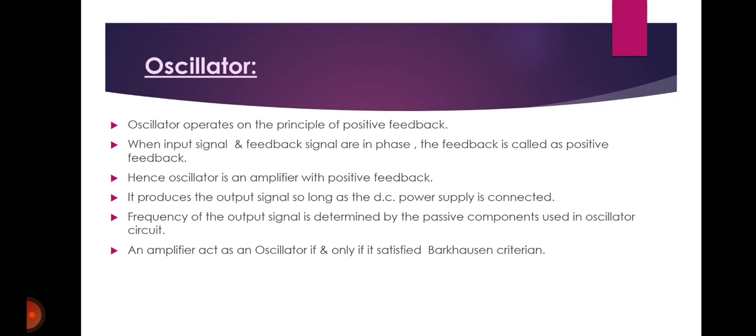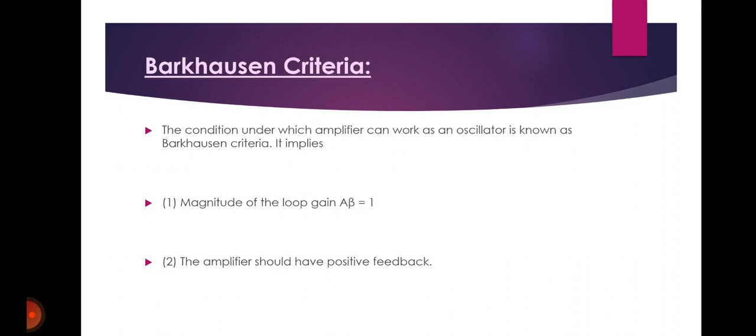So an amplifier acts as an oscillator if and only if it satisfies the Barkhausen criteria. So see the Barkhausen criteria. The condition under which an amplifier can work as an oscillator is known as the Barkhausen criteria. It implies that the magnitude of the loop gain, that is loop gain A times beta, is equal to 1.